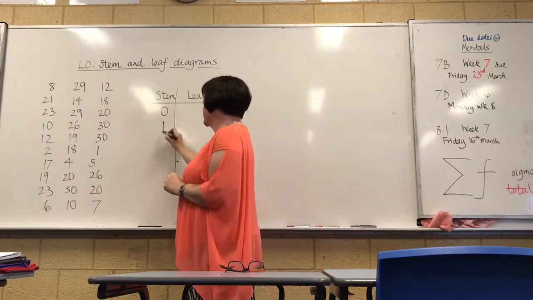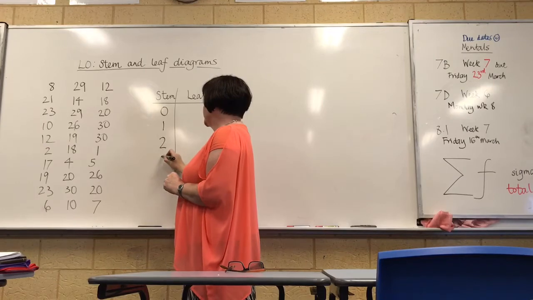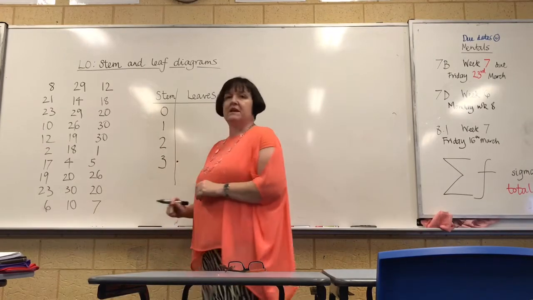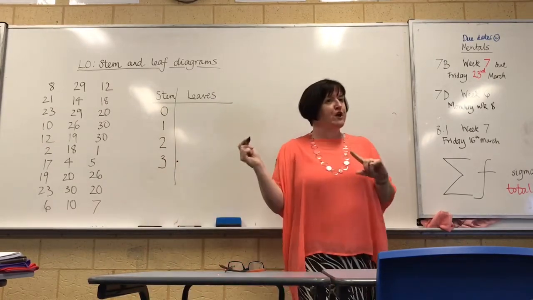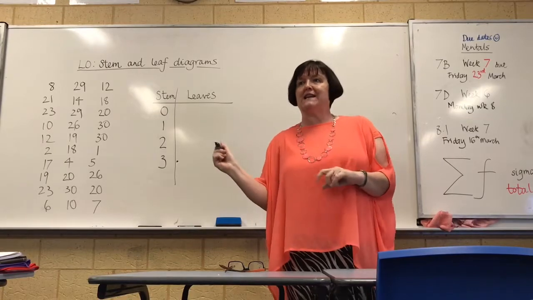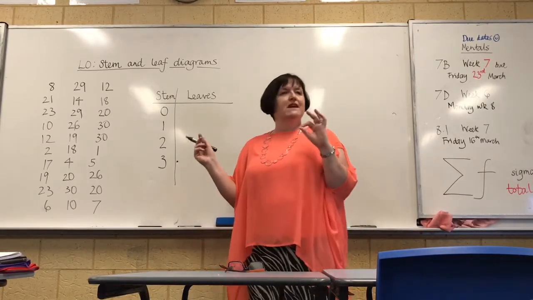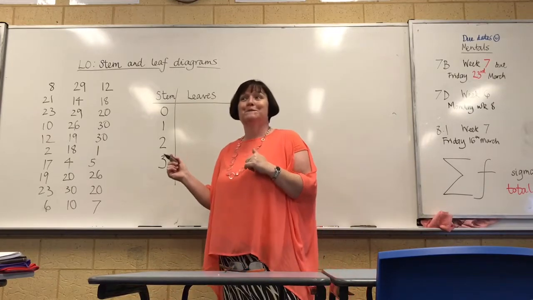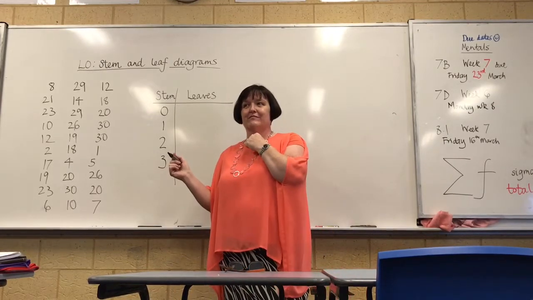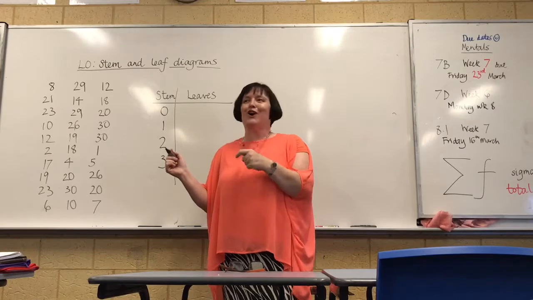The first stem is going to be 0. The second stem is going to be 1. The third stem is going to be 2. And the last stem is going to be 3. Now, what do those stems represent? Because I've got a few people looking at me as if saying, huh? What do they represent? The tens column. The tens column, that's right.